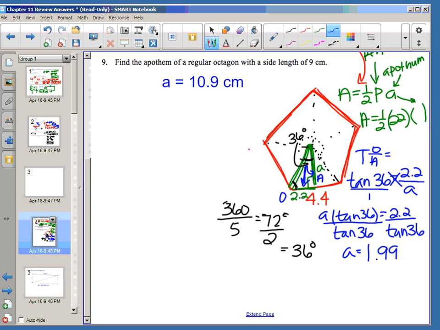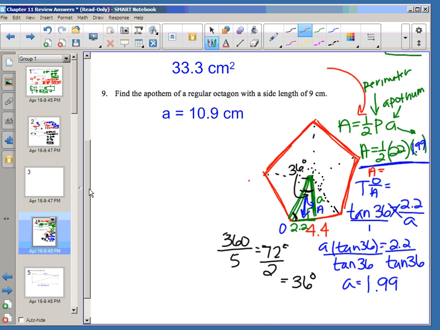Well, now that I know my a, I'm going to go back up to my original formula that I did, and I already know the perimeter is 22. All I got to do is substitute 1.99, and I get my final area to be 33.3.